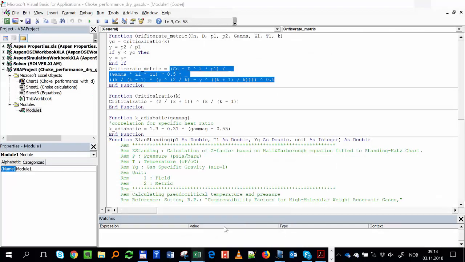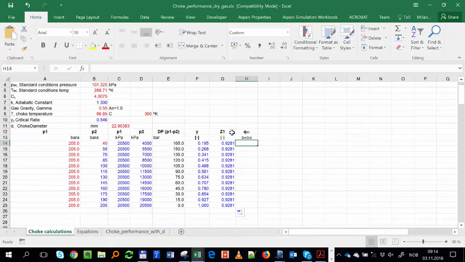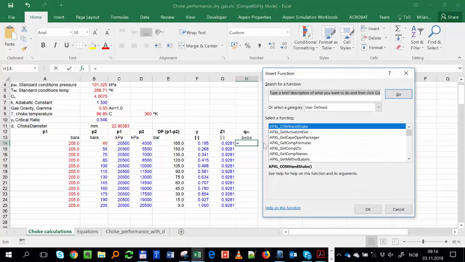And for the rate, we have to use the equation called orifice rate metric, where we need P1, P2, gamma, Z1, T1, and K. And this should be in Kelvin, and these pressures are in kilopascals. Okay, that's the way the equation was derived, and D is in millimeters. Okay, so let's use that equation.